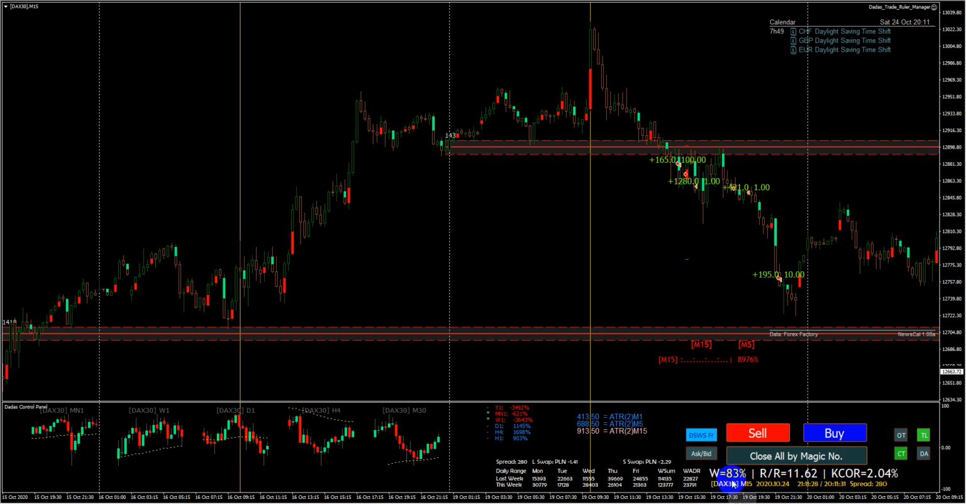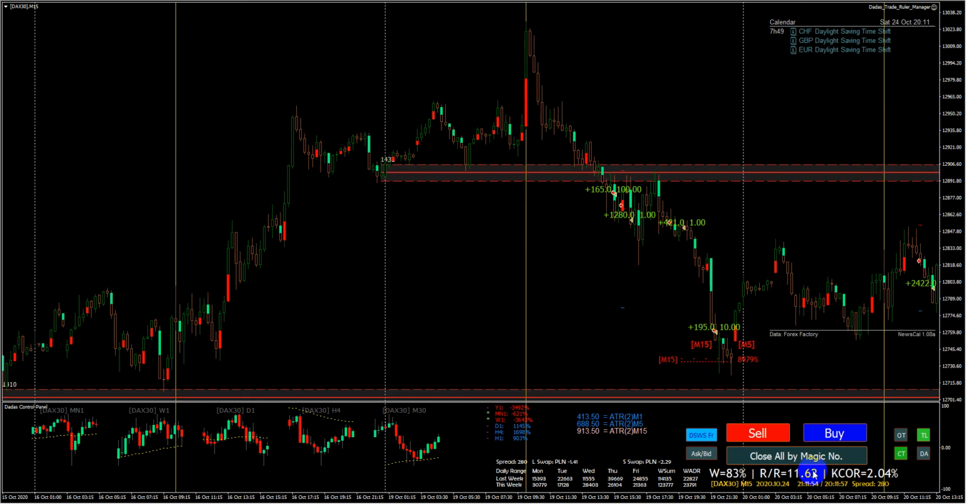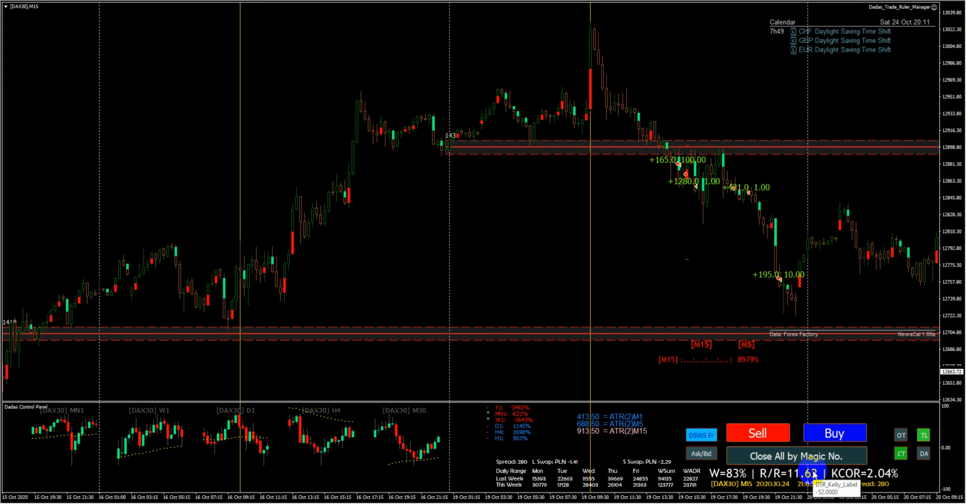This week, my success rate is 83%. My actual risk to reward, so in other words, amount lost and amount gained, is 11.62. So that means it's like 11.62 to 1. That's a very big one. If I look at the whole history of my trades, then of course this RR will be much smaller. But this is only for 1 week.